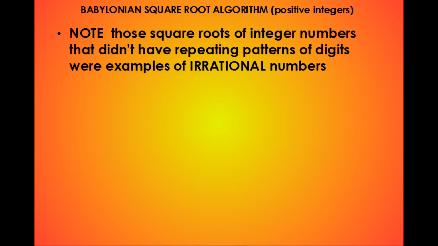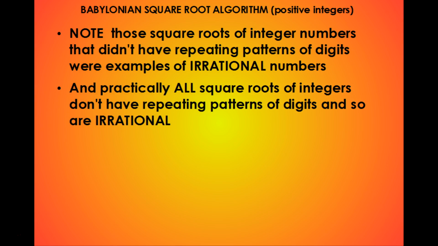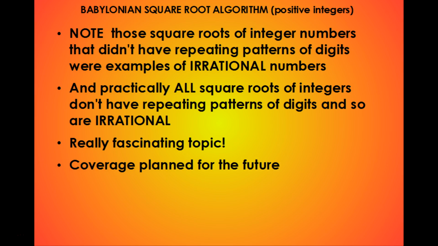Quick note, those square roots of integer numbers that didn't have repeating patterns of digits were examples of irrational numbers, and as we've seen, practically all square roots of integers don't have repeating patterns of digits and so are irrational. Now, irrational numbers is a really fascinating topic and coverage is planned for the future.